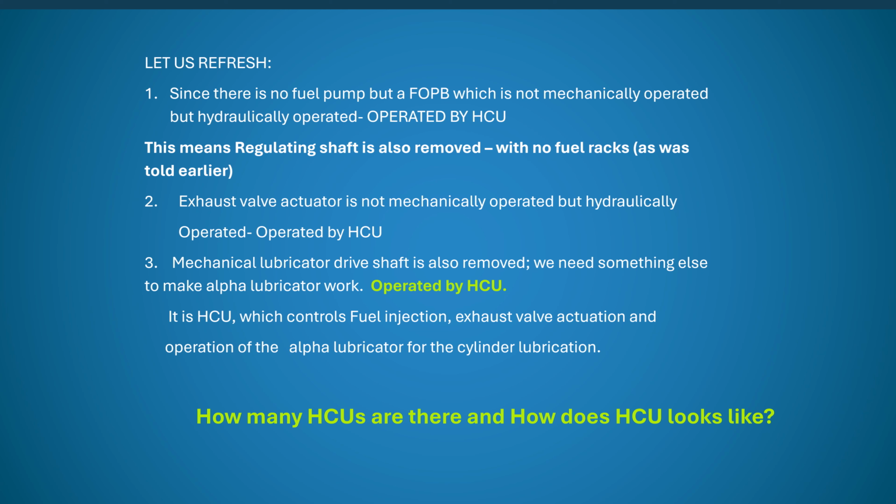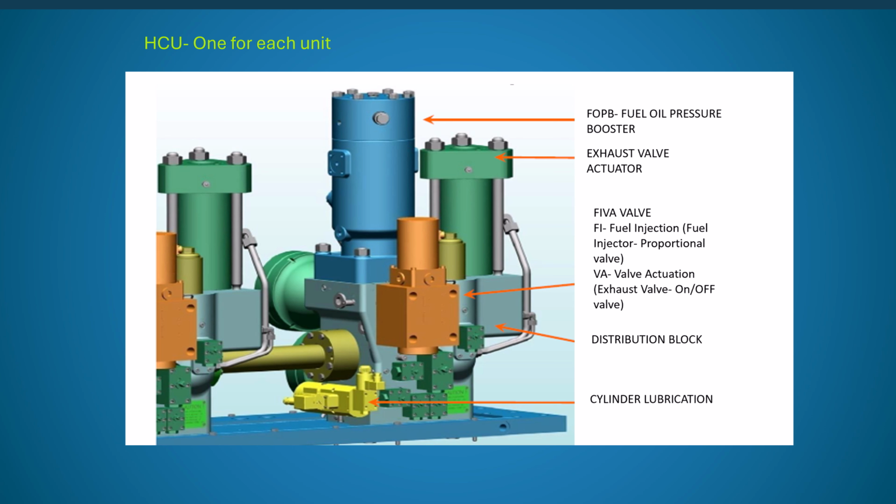The exhaust valve actuator is not mechanically operated but hydraulically operated by the SCU, as required by the electronic engine control system. The mechanical lubricator drive shaft is also removed. We need something else to make the Alpha lubricator work. It is the HCU which controls fuel injection, exhaust valve actuation, and operation of the Alpha lubricator for cylinder lubrication. So what is the HCU and what does it look like? This is an HCU, an example of it.